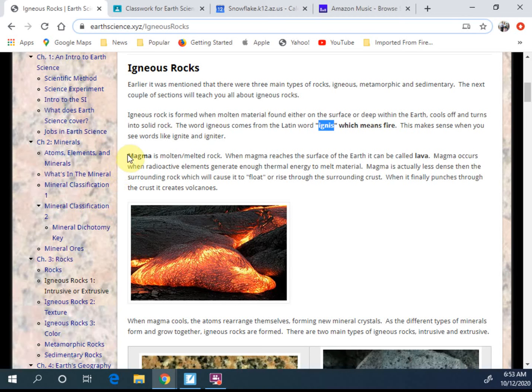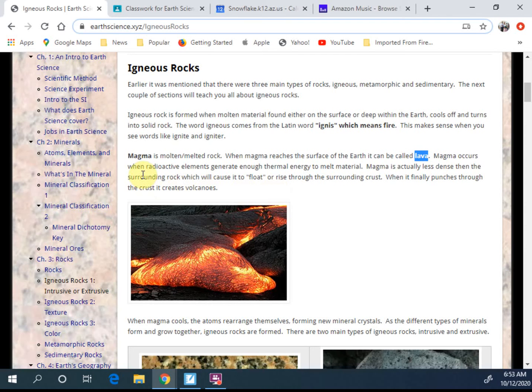Okay, magma and lava. Compositionally they're the same. However, their location alters their outcome. Magma is a molten melted rock found beneath the Earth's surface. When it reaches the surface, it's called lava.